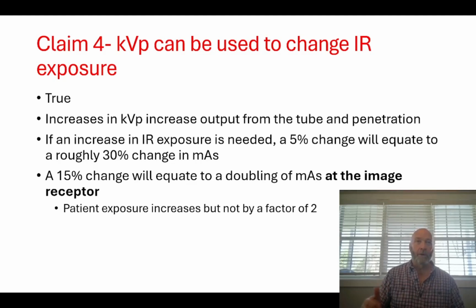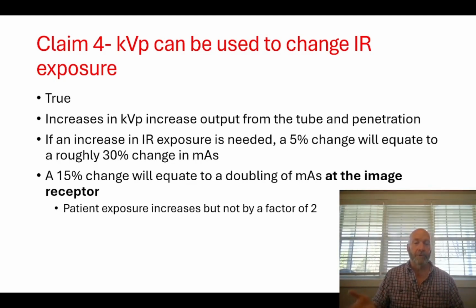So where you would see this in a test question would be just that. The test question would say something to the effect that you needed to increase image receptor exposure without changing mass, or possibly you needed to increase the image receptor exposure without doubling patient. You needed to double image receptor exposure without doubling patient exposure. Then you would increase your kVp.